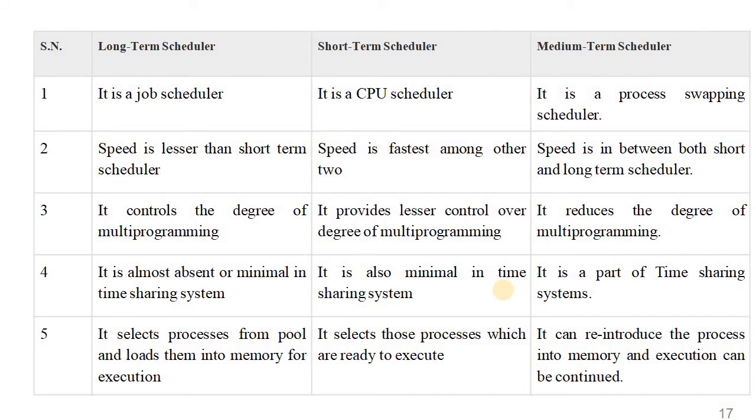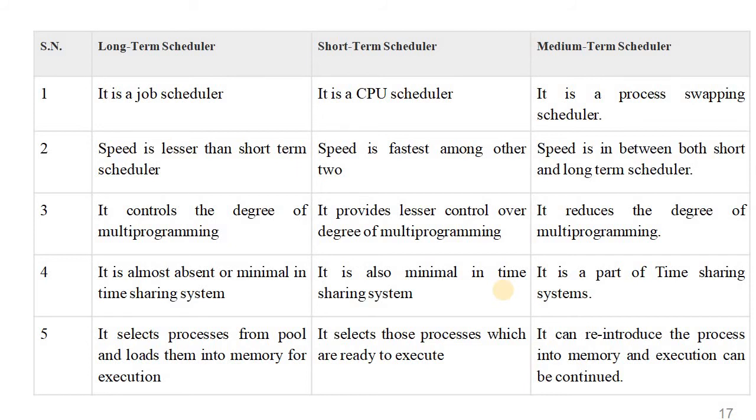Now come to the first point. The long-term scheduler is called the job scheduler, the short-term scheduler is called the CPU scheduler, and the mid-term scheduler is mainly a process swapping scheduler. Coming to the second point, the speed of the long-term scheduler is lesser than the short-term scheduler. Next, the short-term scheduler's speed is fastest. That means the long-term scheduler is slow, the short-term scheduler is fast, and the mid-term scheduler's speed is in between the long-term and the short-term scheduler. This thing you have to remember.